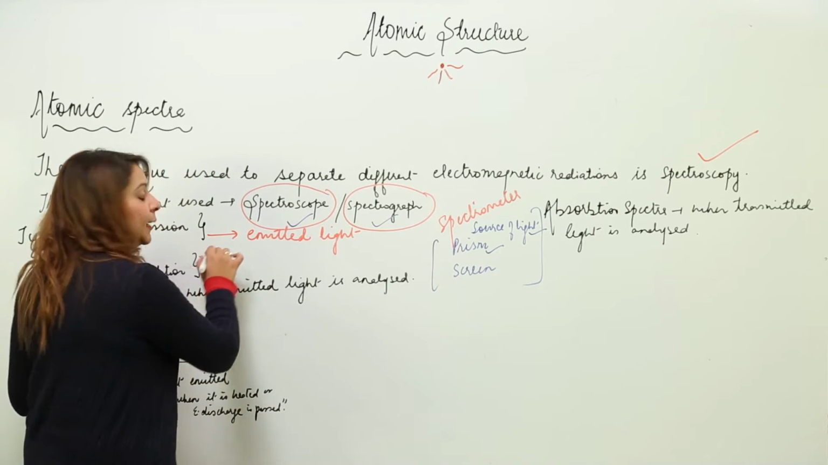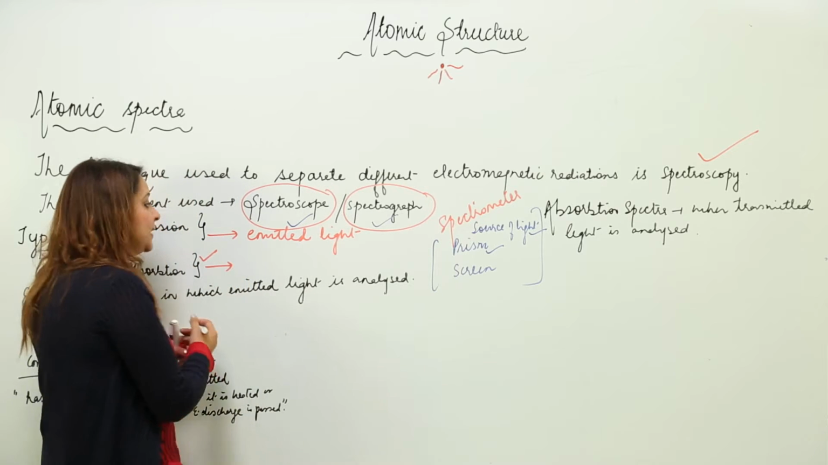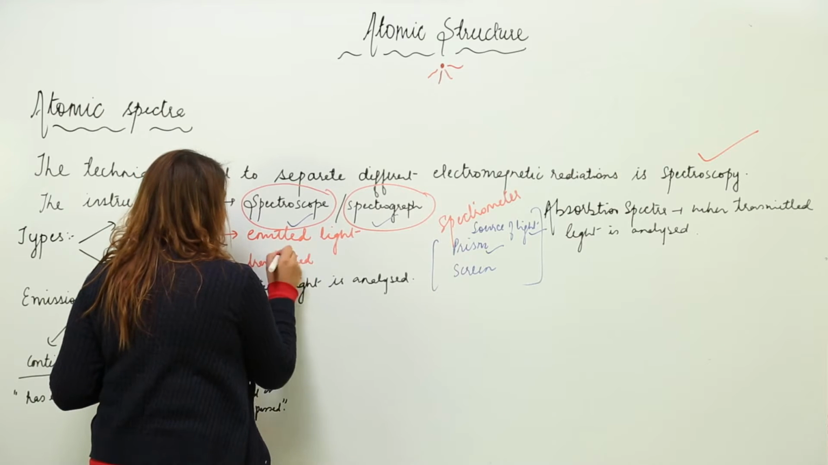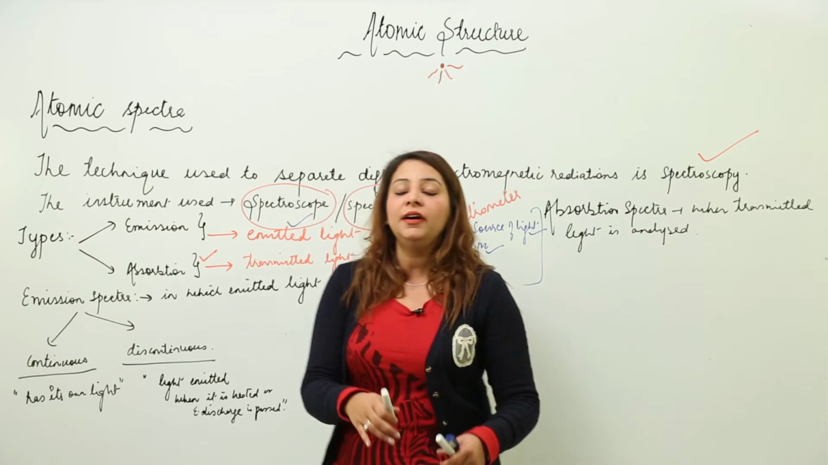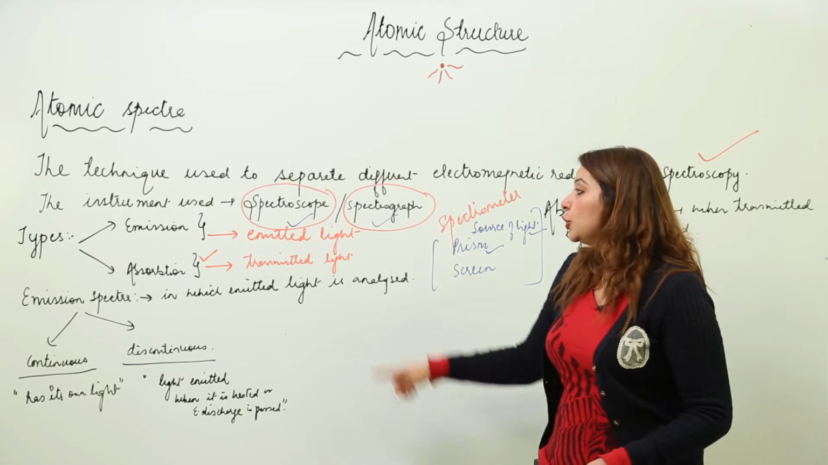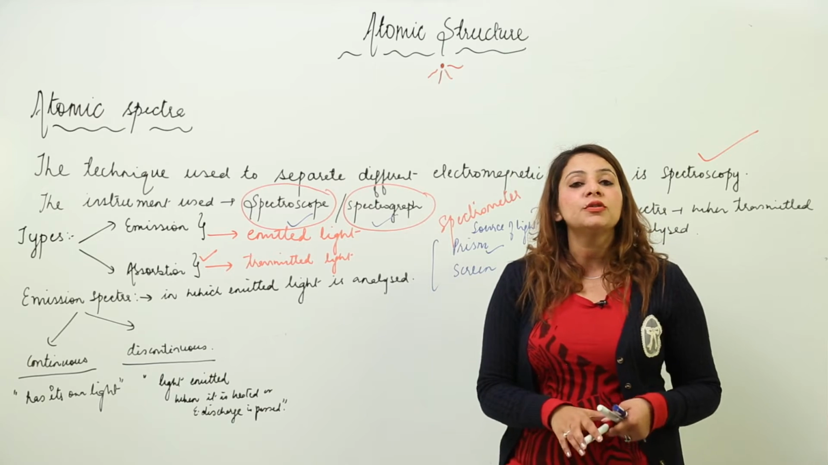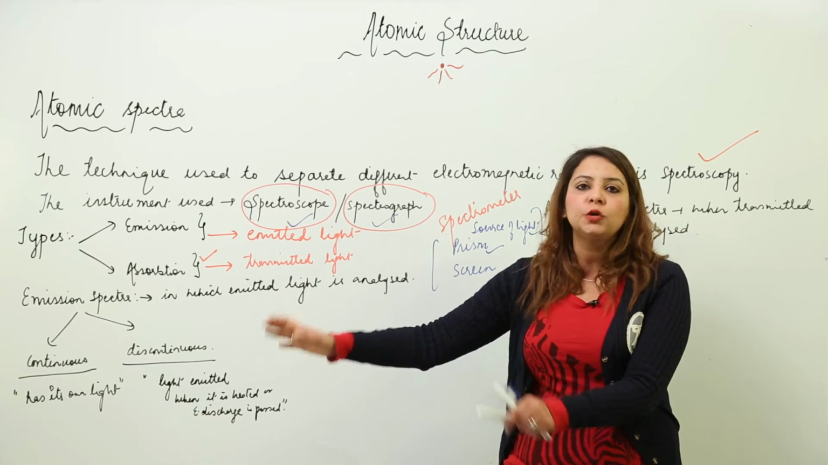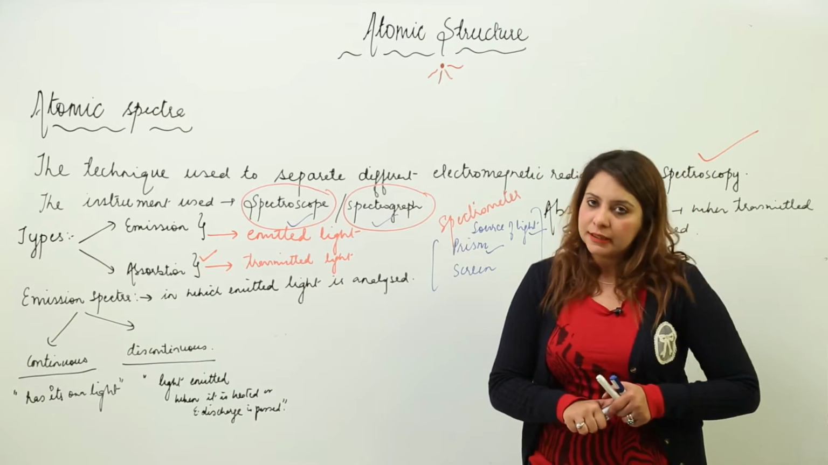And second is the absorption. So obviously here the absorption is going to take place and we are going to analyze the transmitted light. That means after absorption, whatever light comes out, whatever radiations remain, we are going to analyze that. So in emission we study the emitted light, and in absorption we study the transmitted light. That means after absorption whatever is left, we are going to study that.